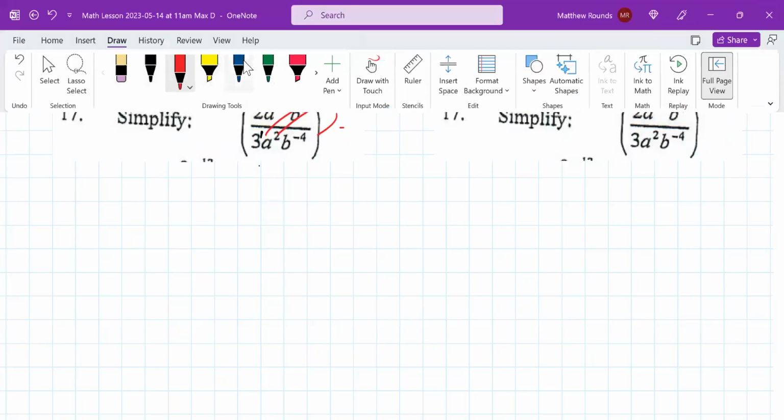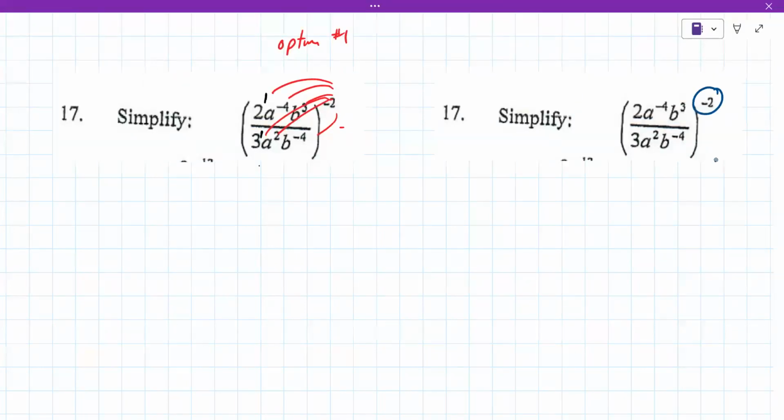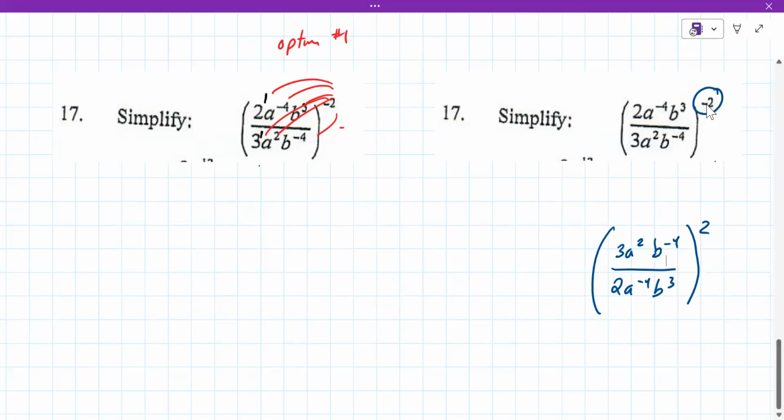Option number 2 here is to remember that if you just flip what's inside, so 2a minus 4b cubed over 3a squared b to the minus 4, when you have a negative exponent, it's like flipping what's inside here. Now, I suppose you could further do the following. You could even say, why don't I simplify what's inside here first before I do either of these? That's okay too. Like if you want to deal with this b over 3 over b to the minus 4, or now b to the minus 4 over b cubed, you can do that.